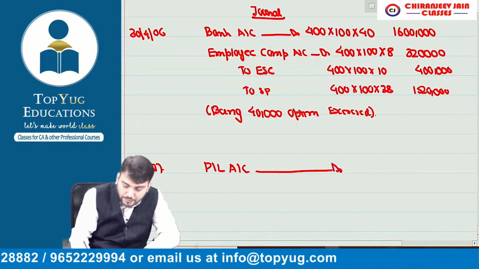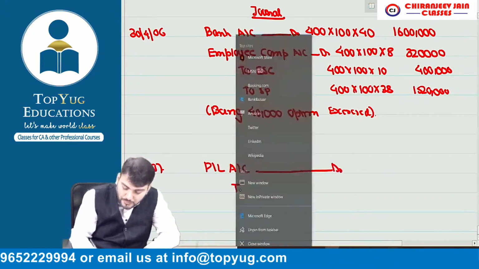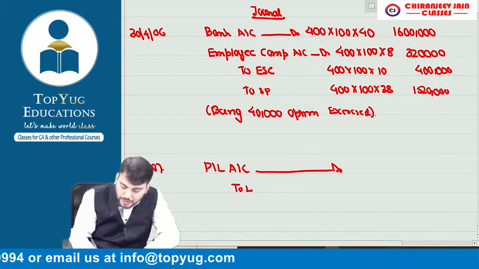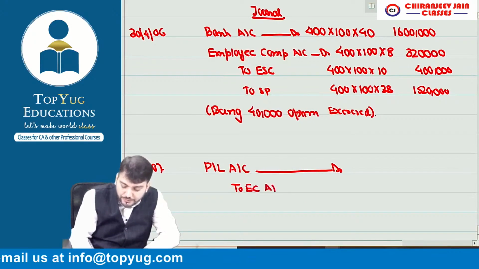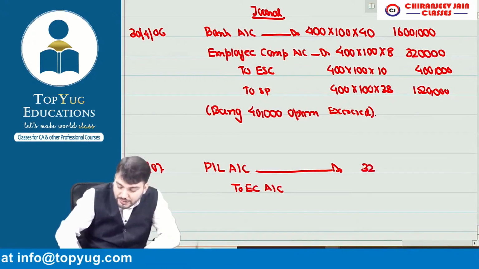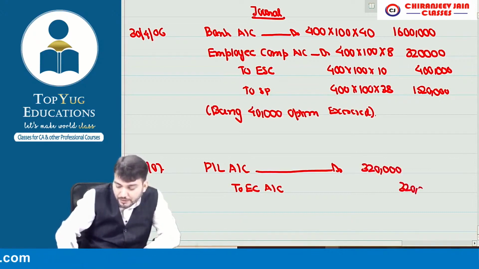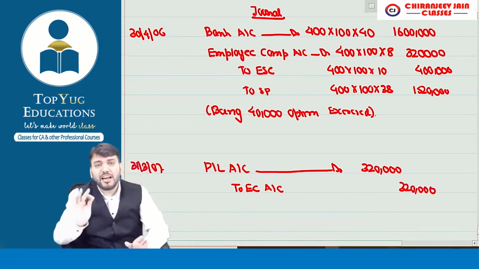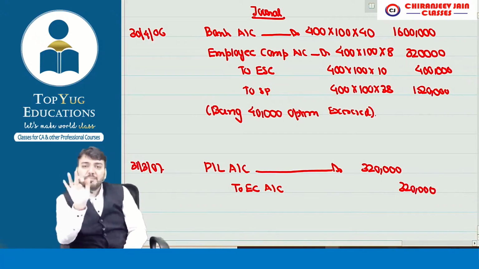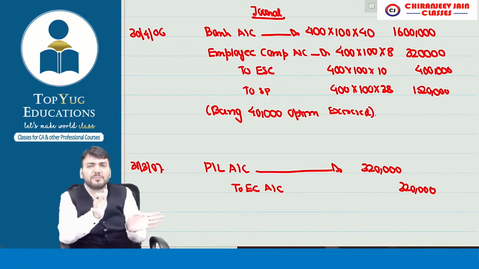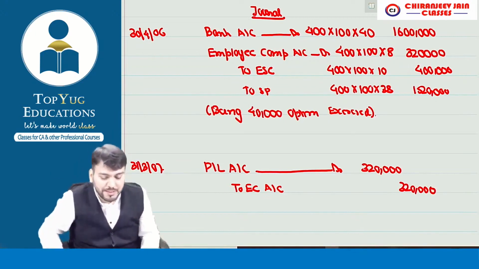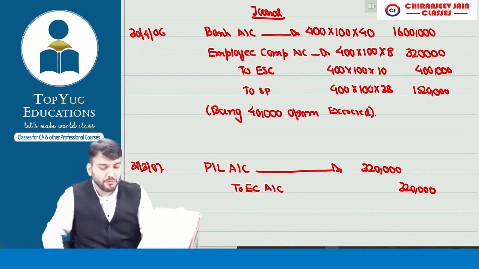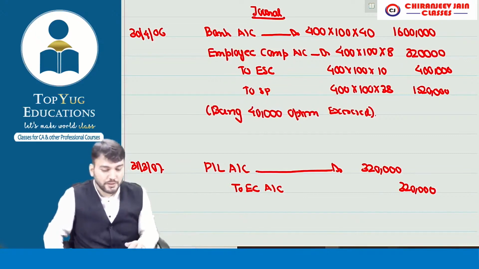PL account debit to employee compensation account, that is 3,20,000. Means the journal entry for ESOP and ESPP will be the same. Only the concepts are different for ESOP and ESPP. Correct? Any doubt?